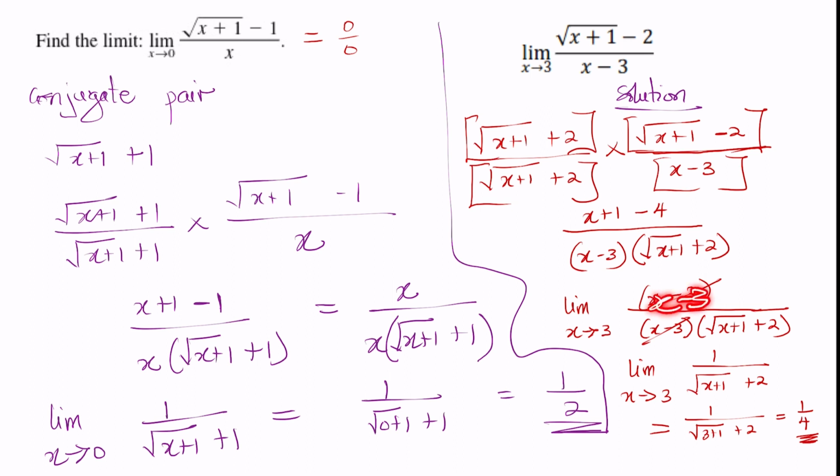We have x minus 3, and realize this can cancel that, so we'll have 1 over square root of x plus 1 plus 2. So now we can apply direct substitution, giving us 1 over 4. So this is how to use the method of rationalization to solve limits.